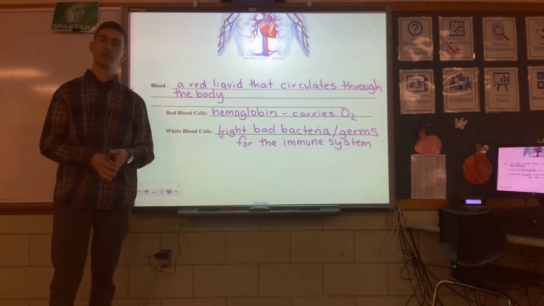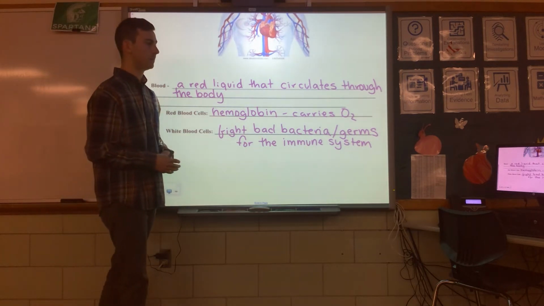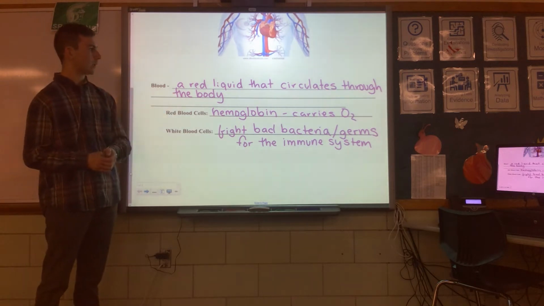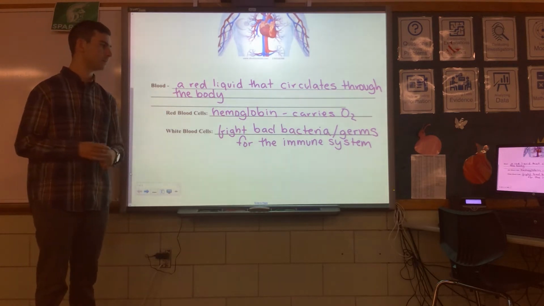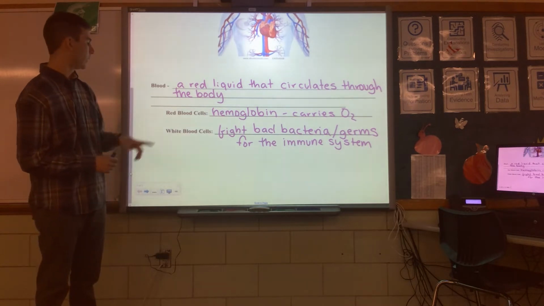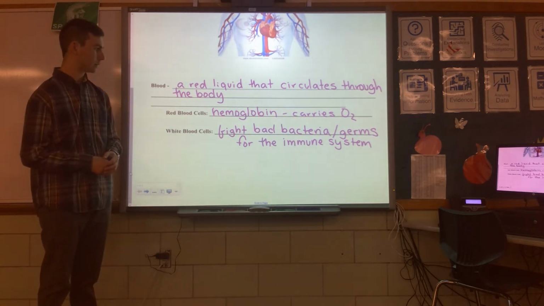There's a couple different organs we'll talk about when we talk about the circulatory system. The first organ that we will talk about is blood. So blood is a red liquid that circulates throughout the body. And then there's two types of cells found inside our blood. There are red blood cells and there are white blood cells.